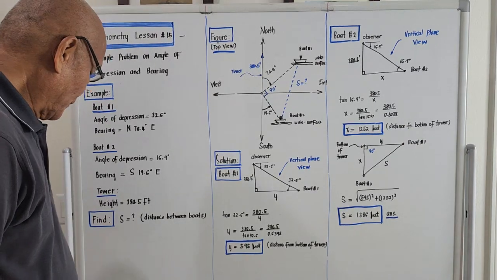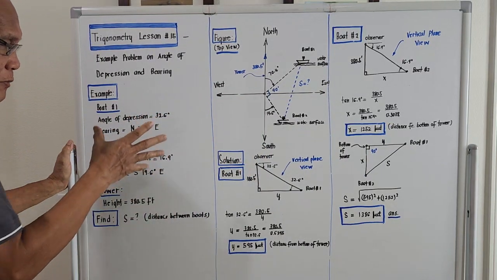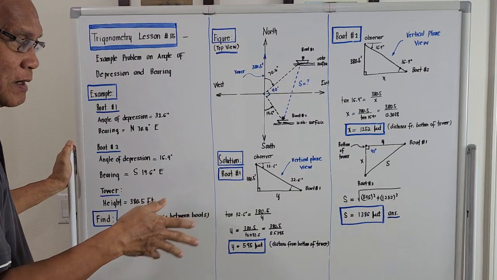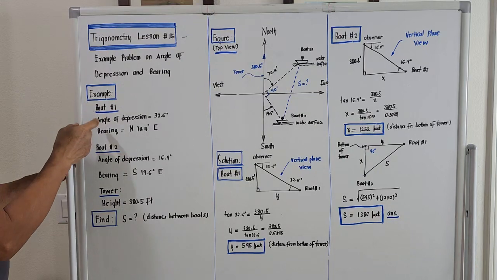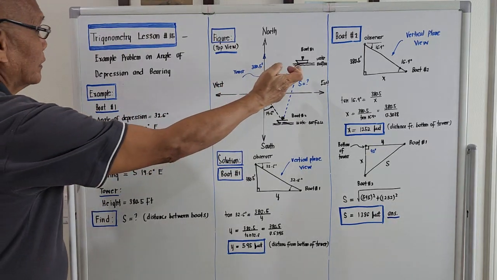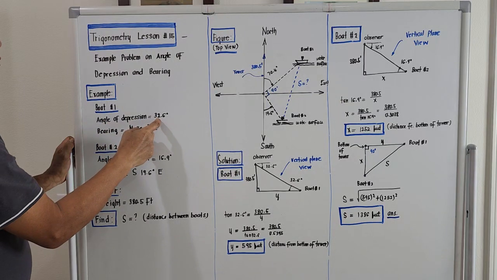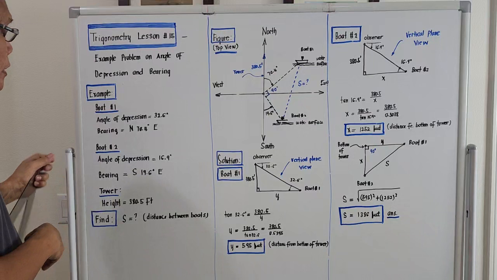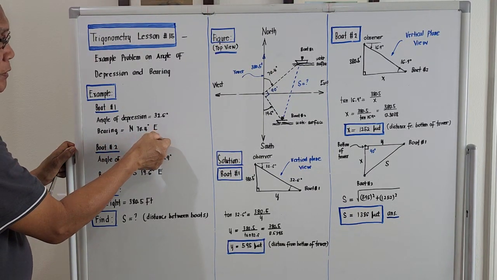Okay, let's proceed. I didn't write the verbal problem on the board, but I give you the specification of the problem, so I will make a verbal explanation of the problem. Example. We are given boat number 1. This is boat number 1. The angle of depression is 32.6 degrees. The bearing is north, 70.4 east.